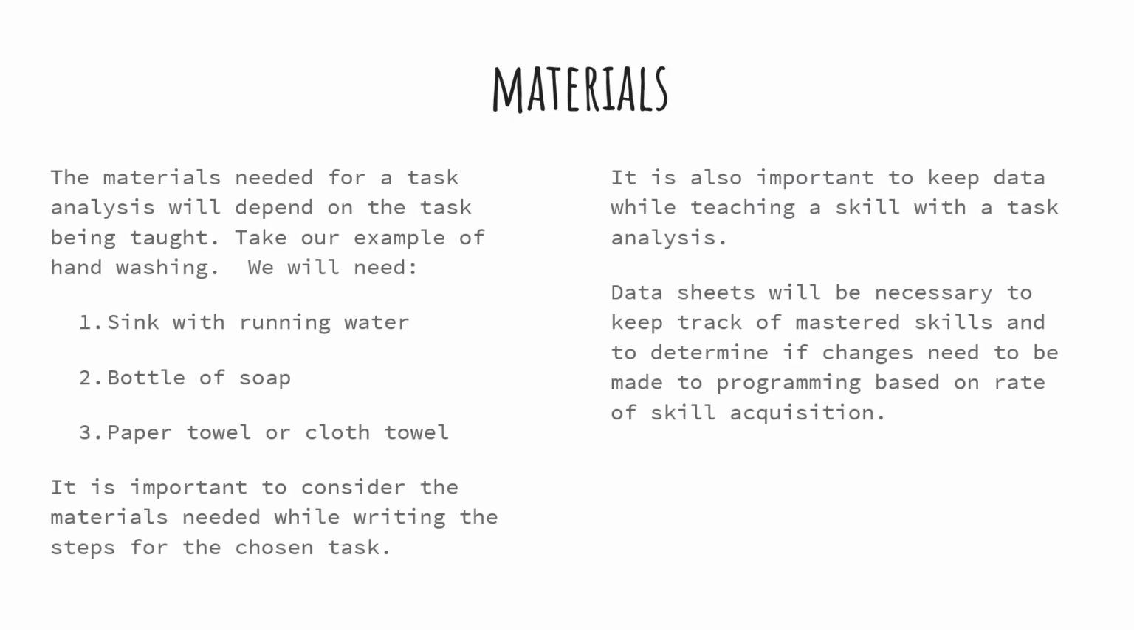The materials needed to teach a task analysis will vary greatly depending on the skill being taught. For our example of hand washing, we would need a sink with running water, a bottle of soap, and a paper towel or a cloth towel. It is important to consider the materials you'll need while writing the steps for the chosen task. It's also important to make sure that you have all materials needed to teach the task each time it is being taught.